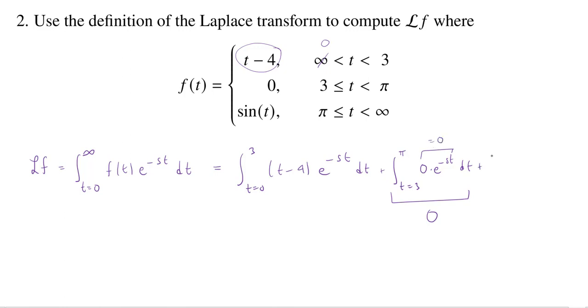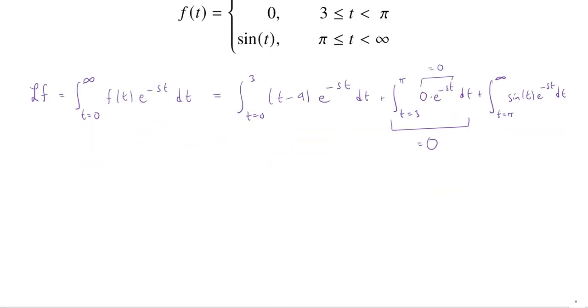And then finally, I can integrate from pi to infinity. So I'll get an honest to goodness improper integral. And, ooh, the integrand's going to be rough. Sine of t e to the negative st. So I really have here 3 integrals, one of which is just 0. So I'm not going to worry about that. But now I have these 2 separate integrals that I need to compute. Both of them, of course, I'm going to use integration by parts. That's just what you do when you're using the Laplace transform.